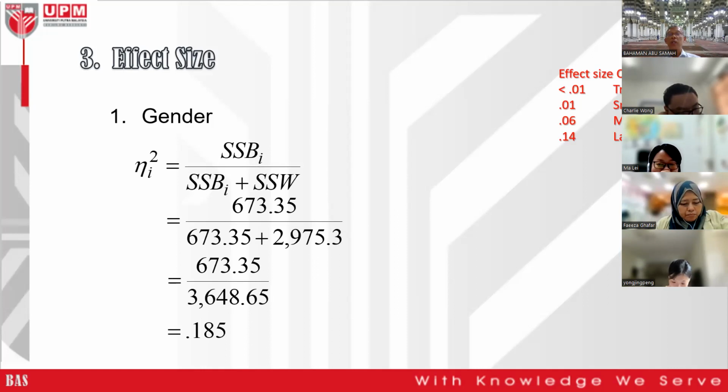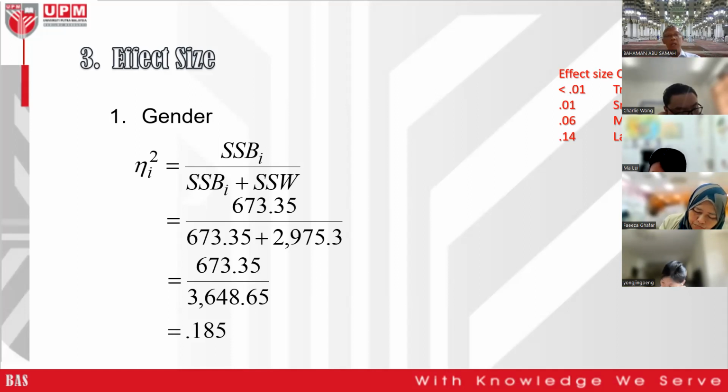And then, if we want to explain in terms of size, based on Cohen, 0.185 is more than 0.14. Therefore, we consider it a large effect size. I mean, the difference in job stress among teachers working under male and female principals is big, large.